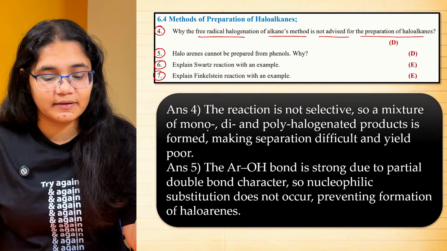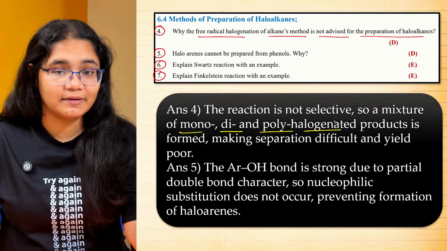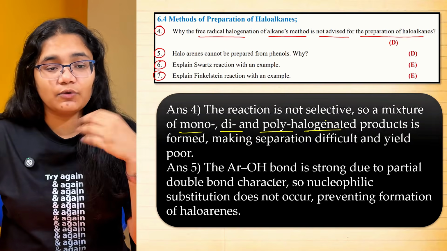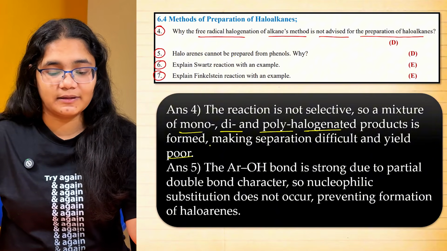Okay, you get a mixture of mono, di and polyhalogenated products. You get a mixture and you need to separate them. So there's a lot of back end work. We don't get the desired product directly. So that is why this is not a preferred method.